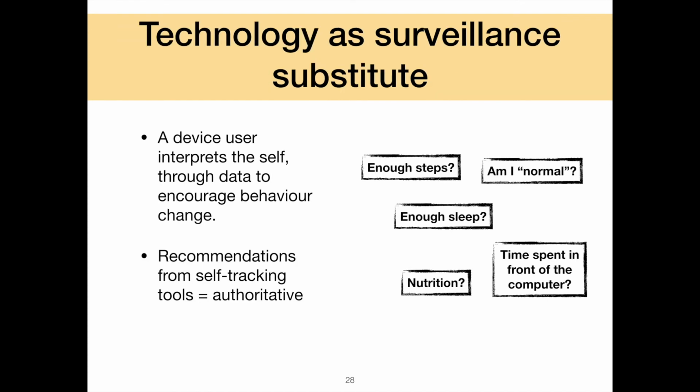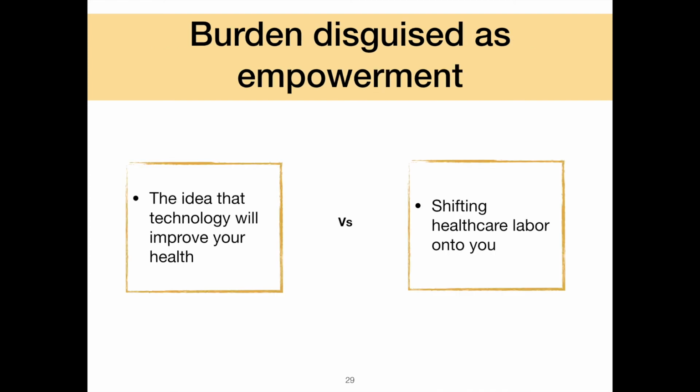Self-tracking is a way to interpret the self, but these recommendations may become authoritative. And these systems may create all these questions as you try to fit into a model to be, in quotation marks, normal, but this model may not even be idealized or optimized for you. Collecting a significant amount of data about our health and well-being seems empowering, but it is also overwhelming, as it shifts the healthcare labor to you, as you have to figure out how to analyze your data, hoping to receive a meaningful interpretation in the end.